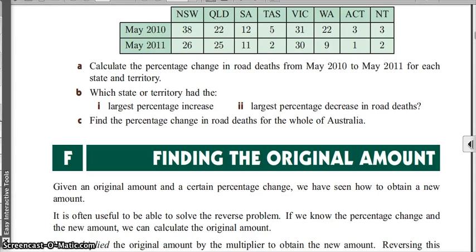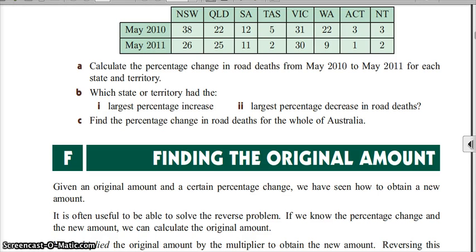Take very long. I just wanted to refer us to this question. We had a few issues with it. A lot of us have had a few issues with it, and I've just had an epiphany. An epiphany means a light bulb moment. Calculate the percentage change in road deaths from May 2010 to May 2011.